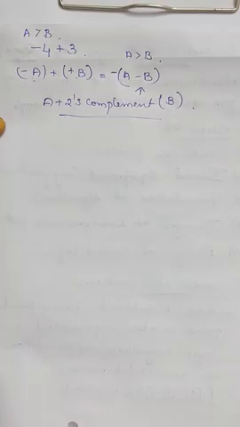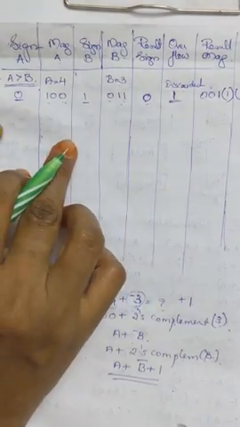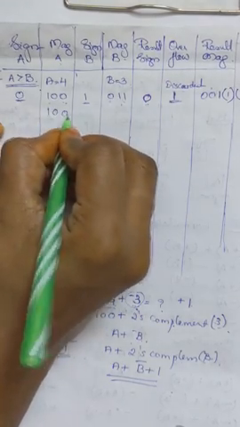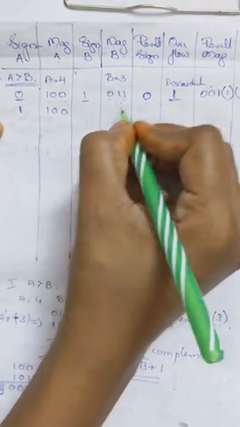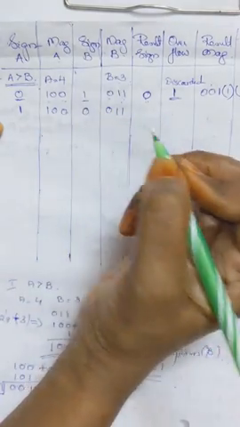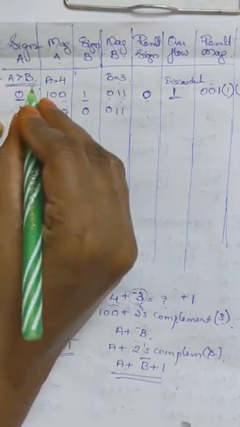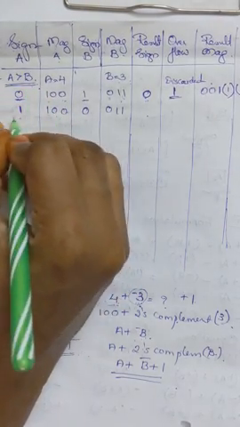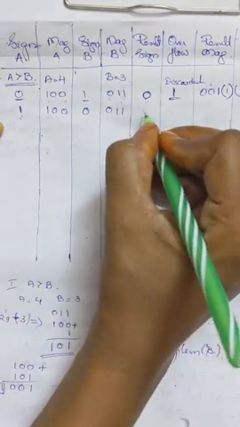Okay, so before that, while using this table for filling the problem: minus 4 is 1 0 0, where minus indicates 1, and plus 3 is 0 1 1, where the sign becomes 0. So what will be the sign? Since A is greater than B, the sign will be the sign of A. So it will be 1.